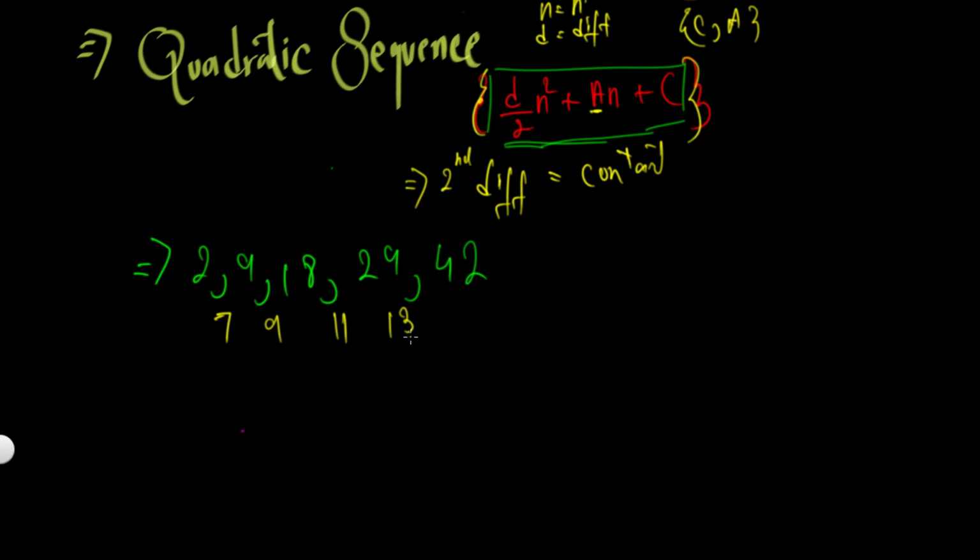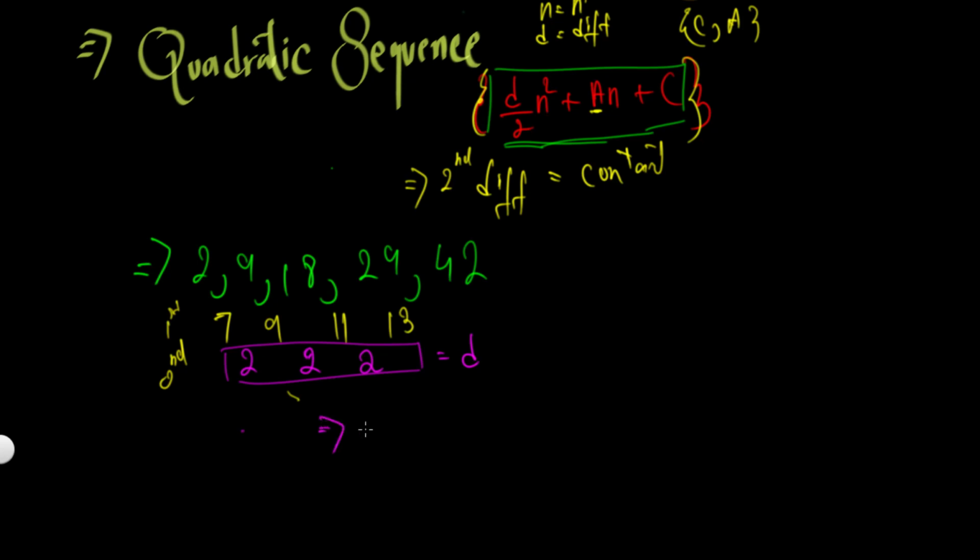If this was a linear sequence, the first difference would have been the same. The fact that the first difference is not the same means this is not a linear sequence. Quadratic sequences have the second difference as the constant, which in this case, if I subtract 7 from 9, I get 2, 9 from 11 I get 2, and 11 from 13 I get 2 again. Therefore 2 is our constant difference, 2 is our value for d.